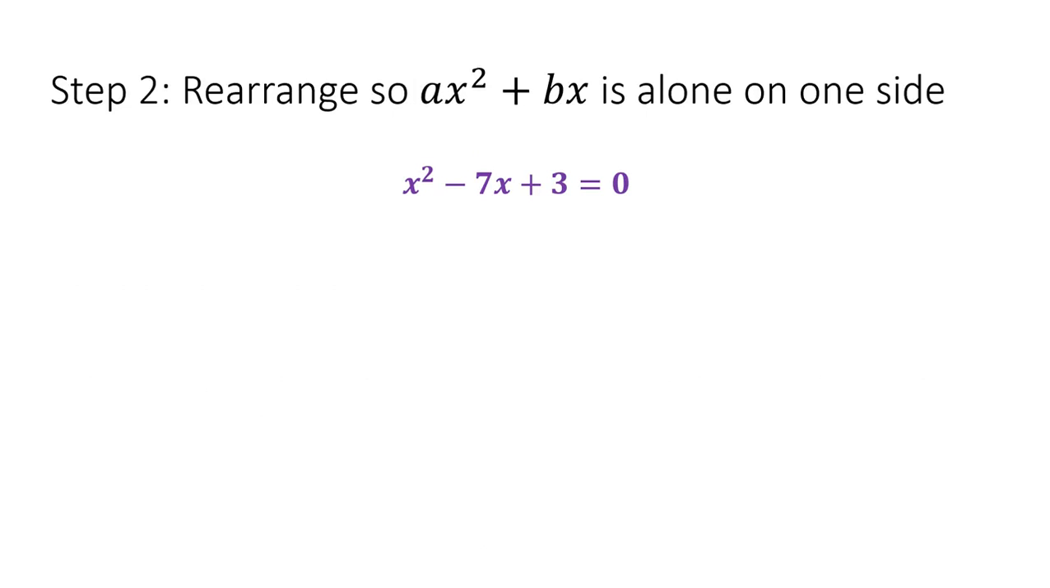Rearrange so that the ax squared plus bx terms are alone on one side. We'll move this constant value, or free number, plus 3 over to the right by subtracting 3 from both sides. That's what we need. And again, leaving some space because we know we're going to have to fill in with some numbers.